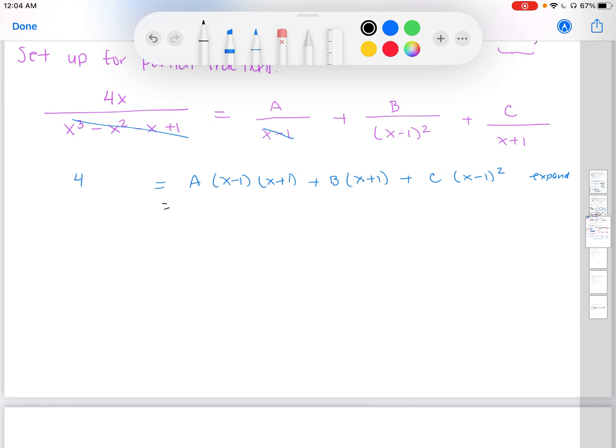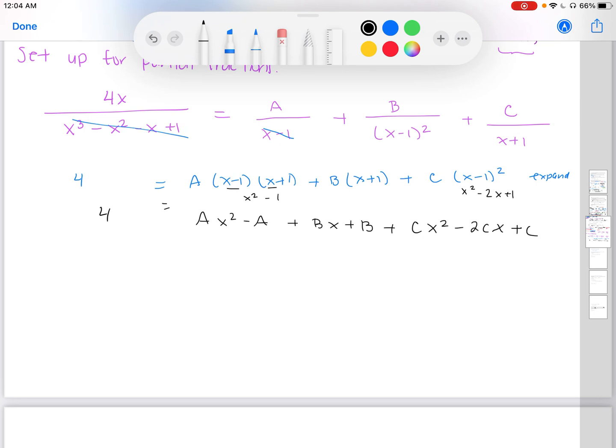All right, we see that these are differences of squares. So it's going to be x squared minus 1. So we have a x squared minus a. You just multiply the b out, so we have bx plus b. We know that's squared, so it's going to be x squared minus 2x plus 1. Let's multiply in the c. We have cx squared minus 2cx plus c. All right, that's equal to 4.